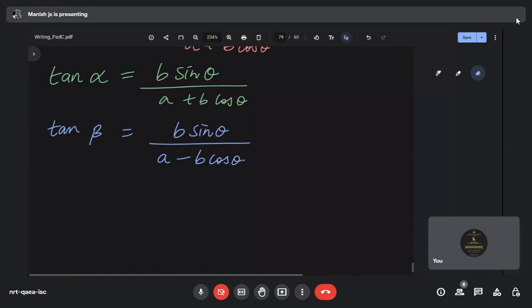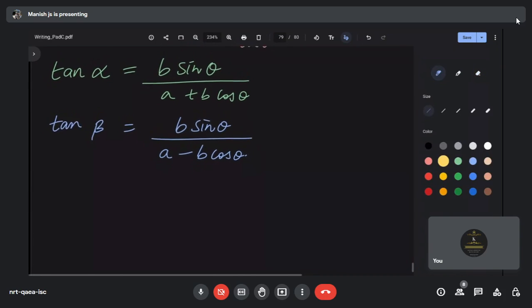ஏன்னா beta is angle made by vector A minus B bar with A. அப்போ angle வந்து என்ன ஆகும்? Between vector A and minus B bar தான். So that is 180 minus theta. சரிங்களா? So அதனால தான் you don't put a minus sign there. So இது ரெண்டு ஆட் பண்ணுங்க.